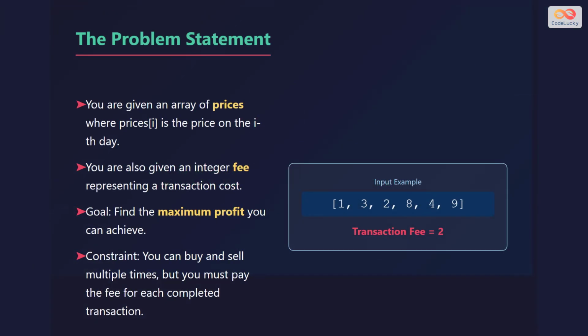Here is the setup. You are given an array of prices, representing the stock price on different days. You are also given a transaction fee. Your goal is to maximize your total profit. You can buy and sell as many times as you want, but here is the catch. Every time you sell a stock, you must pay the transaction fee. This fee significantly changes how we approach the problem compared to standard trading strategies.